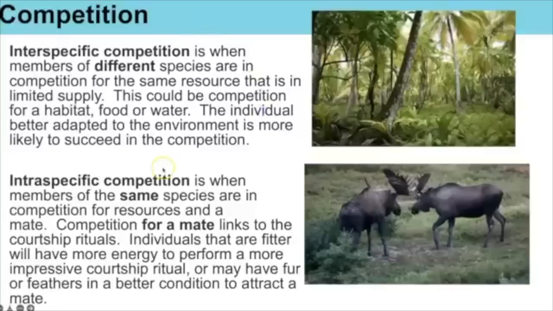So our two types of competition. Interspecific competition is when members of different species are competing for the same resources that are in limited supply. Whereas intraspecific competition is when members of the same species are competing for the same resources and also a mate. And competition for a mate links to the courtship rituals.